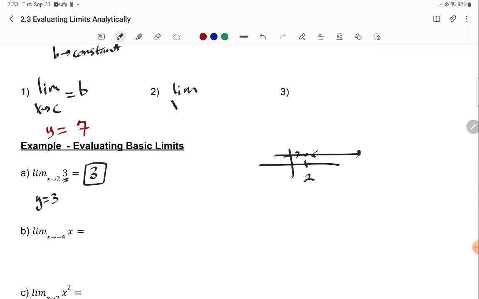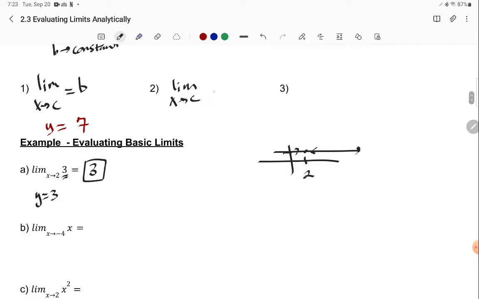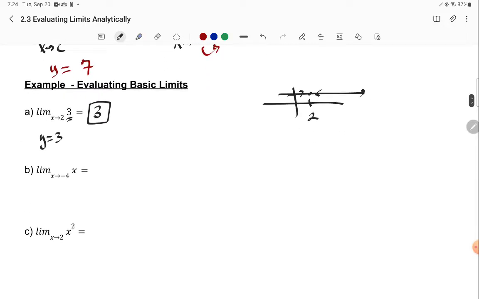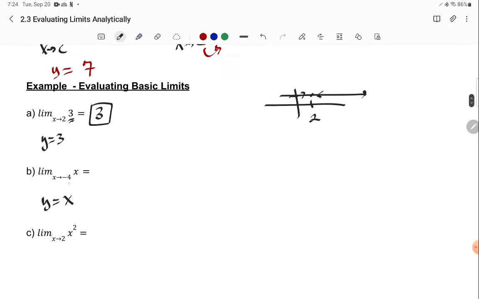Another case: the limit as x approaches c of, what if it's just y equals x, or something similar to that? Then with direct substitution, you are substituting in right there, and your limit is just going to be c. Example B down here shows what that looks like. In this case, your function is y equals x, and when you're finding the limit as x approaches -4, it's just direct substitution. So your answer is just -4.